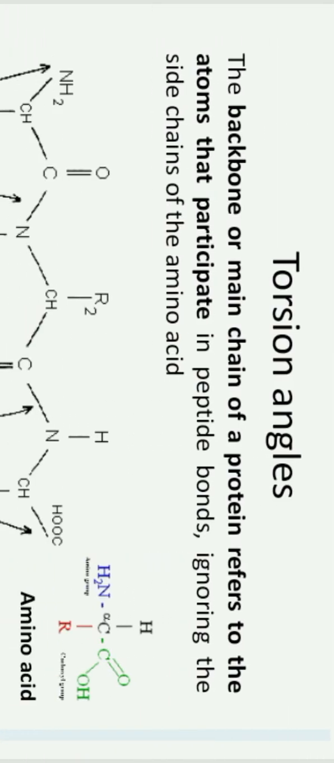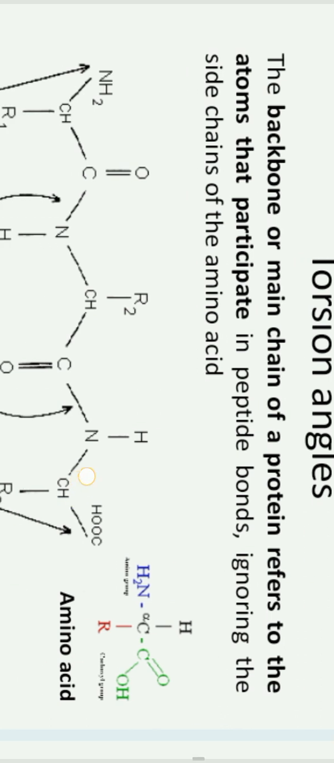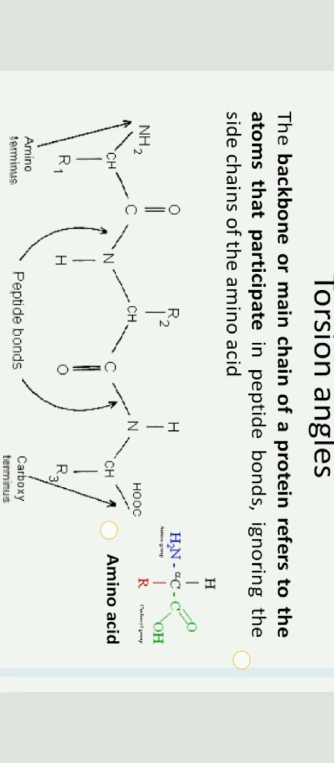Torsion angles. The backbone or main chain of a protein refers to the atoms that participate in the peptide bond, ignoring the side chains of the amino acids.